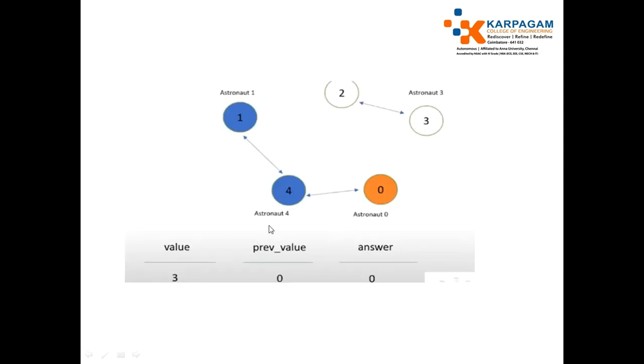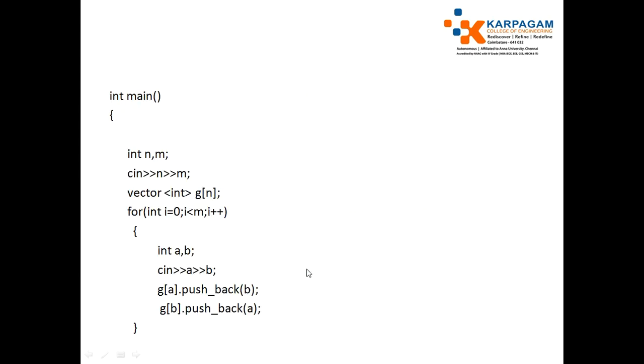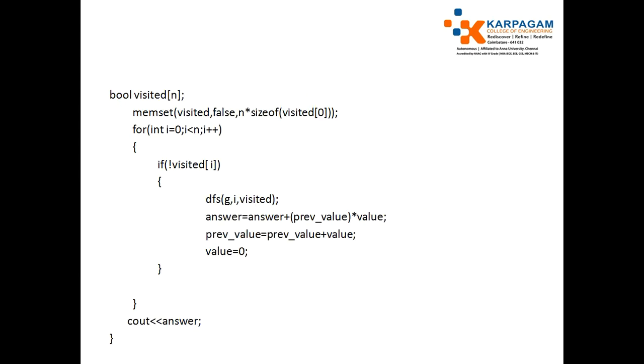After processing, at the end of one connected graph, my answer remains 0, but the previous value takes the value of 3. My answer remains 0, whereas the previous value added with value forms the new previous value, so the previous value becomes 3. Again the value is set to 0.